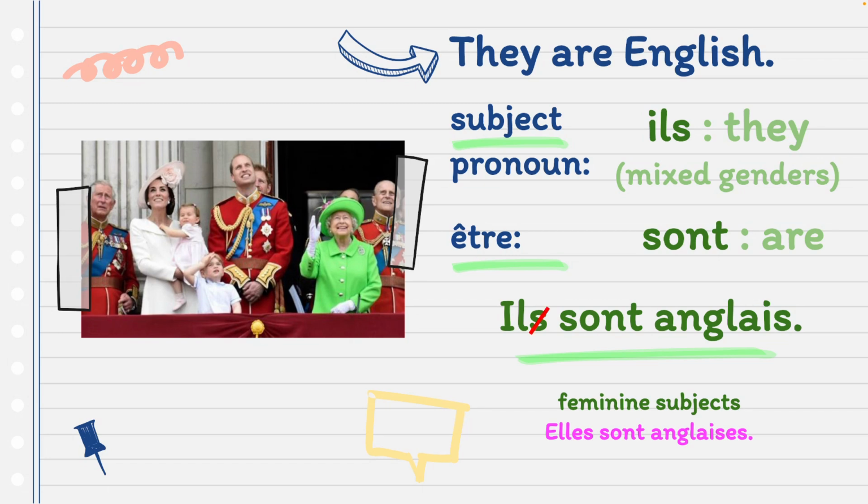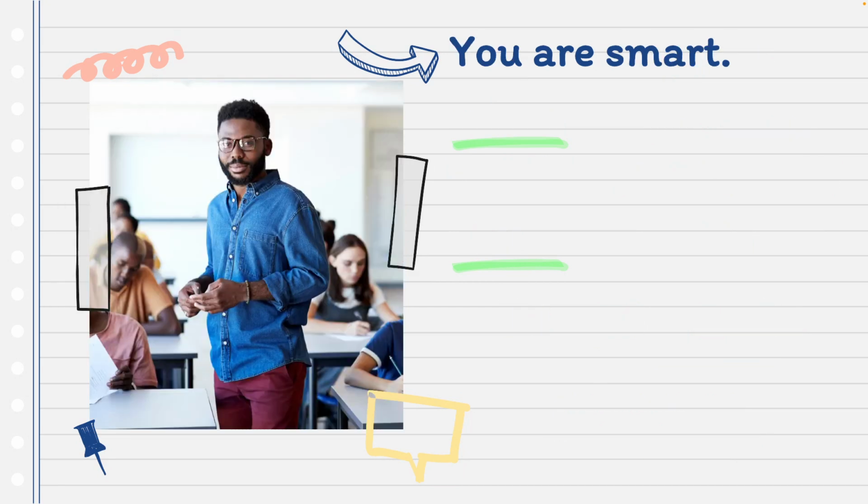Remember, we don't pronounce the S on ils or elles. We don't pronounce the final S on anglais. We don't pronounce that final S at the end of anglaises. It makes a Z sound because the S is followed by an E. And here, because sont is followed by a vowel, we can say that T. Ils sont anglais. Elles sont anglaises.